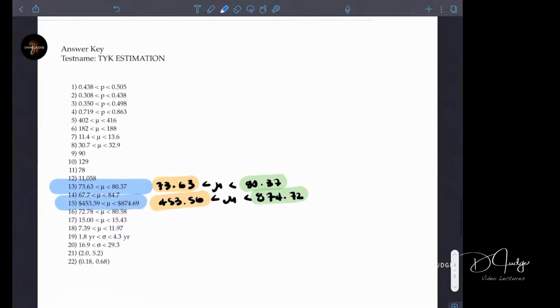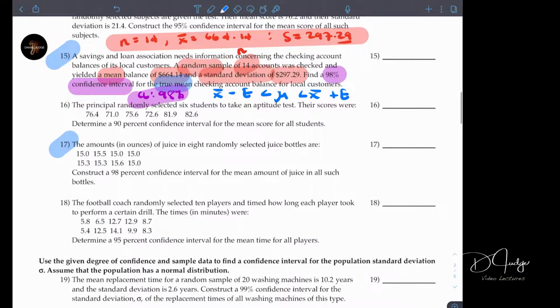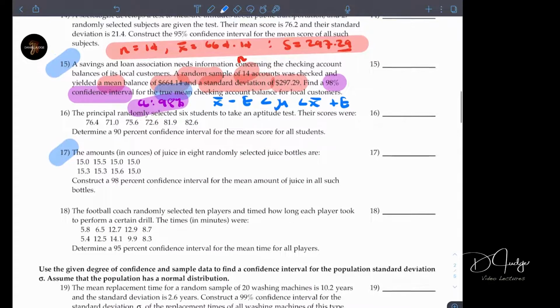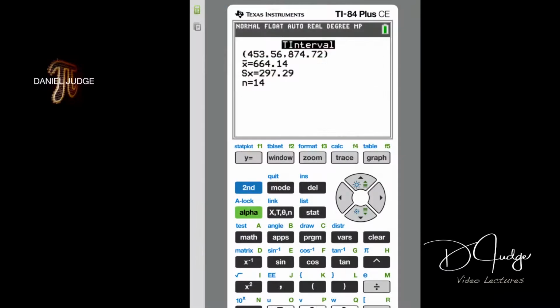Number 15, remember, if I find the error, this is what you would do in real life. 98% confidence. What do they say? Sample size is 14. Sample mean was 664.14. 297.29. Let's see, is this what we put?